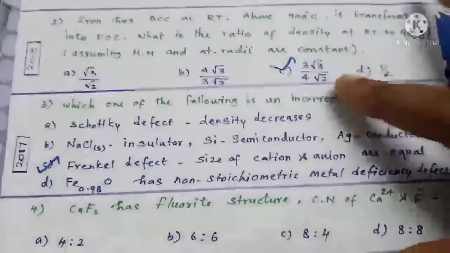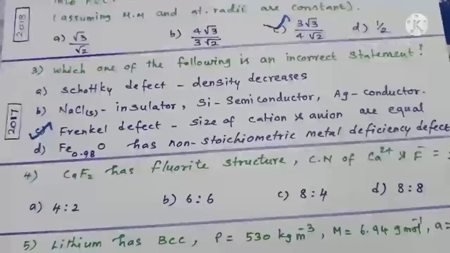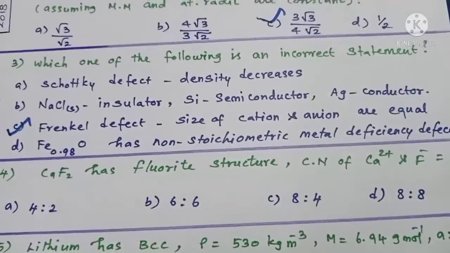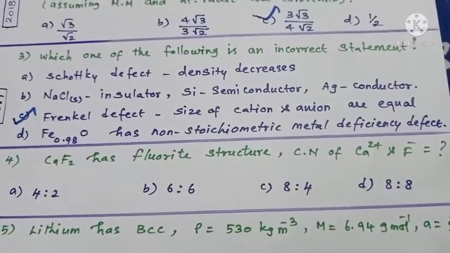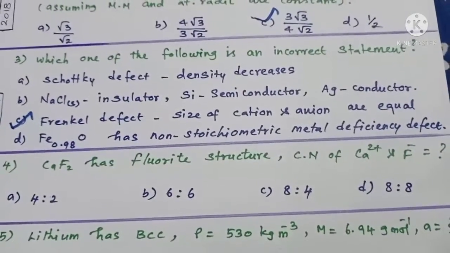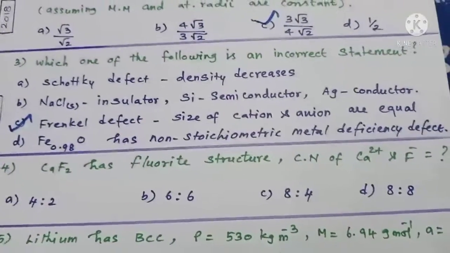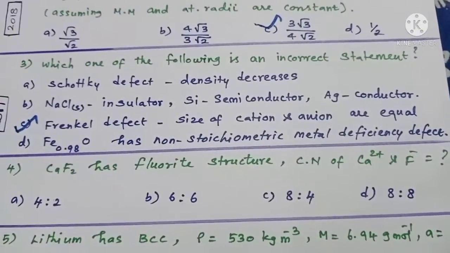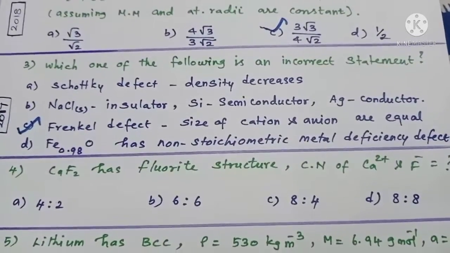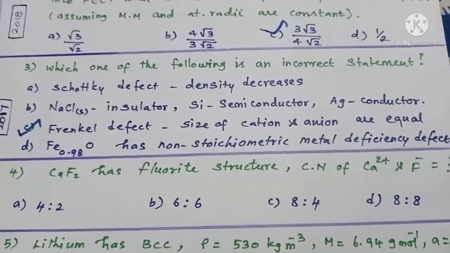Now question number 4. Look at question number 4. Calcium fluoride has fluorite structure. Now what is the coordination number of calcium 2 plus and F minus ions? So here you have to find out the coordination number of Ca2+ ion and F minus ions. Before that you should know what is meant by coordination number first of all. Coordination number is nothing but the number of nearest neighbors, or number of nearest oppositely charged ions.